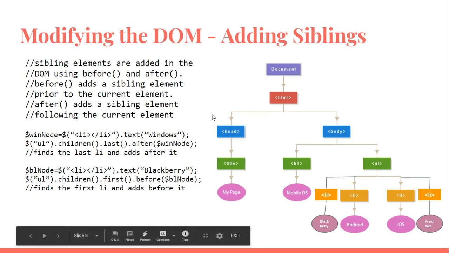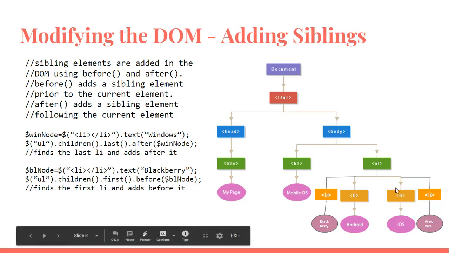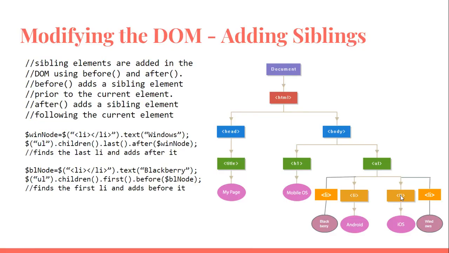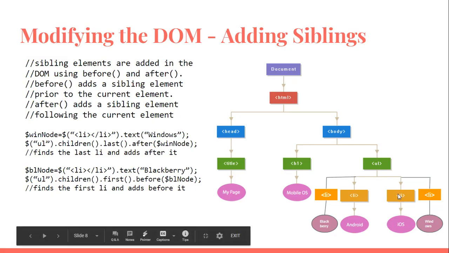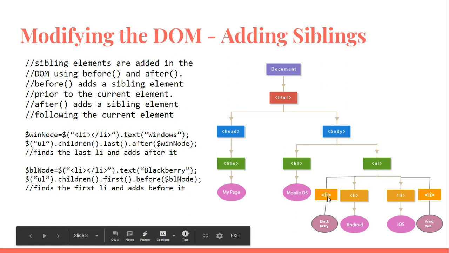So before adds a sibling element before the current element, and after adds a sibling element after the current element. So again, I'm going to make my win node with text Windows, and I'm going to go to UL children dot last, which is pointing here, and I'm going to say dot after. So dot after, I'm going to add win node, so it finds the last li and it adds something after it. Alternatively, I can do the same thing, but I can use before. So if I find the first one and I go before it, then it adds it here.